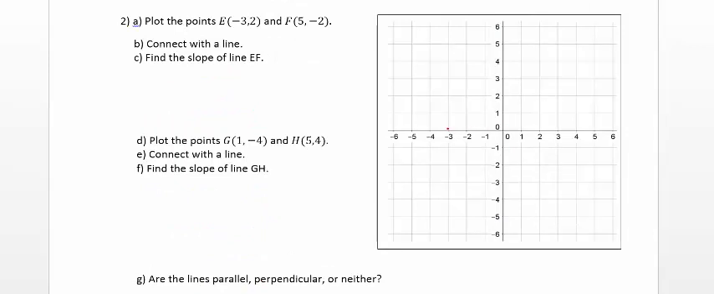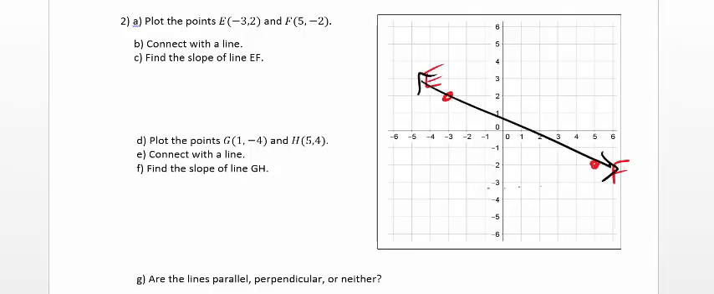So we go to the left 3 and up 2 to plot (-3, 2), and we'll label that E. And then we're going to go to the right 5 and then down 2 to plot the point F. Now I'm going to take my straight edge and connect those points.